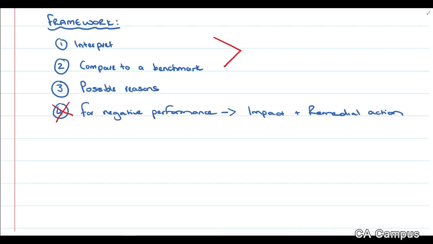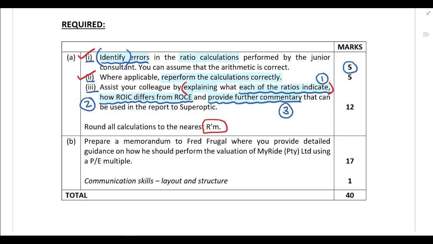In addition to that, you can also give your junior colleague ideas of benchmarks that the ratio can be compared to. So once you have the ratio calculation, what can we compare it to in order to determine whether we have positive or negative performance? Then, if you go back to the required, you need to explain how return on invested capital differs from return on capital employed. So obviously that doesn't fit into our framework anywhere, but we do need to look at that discussion separately.